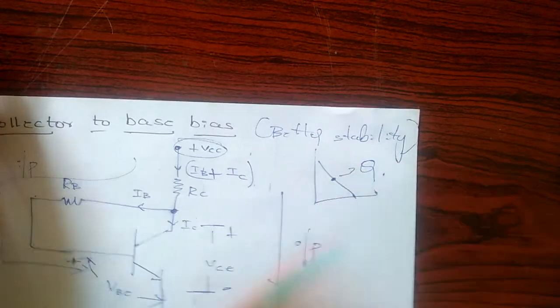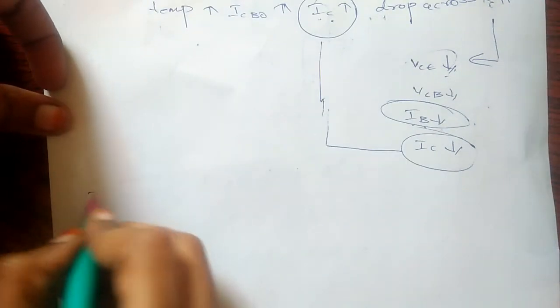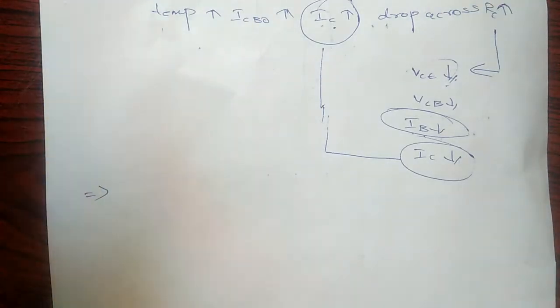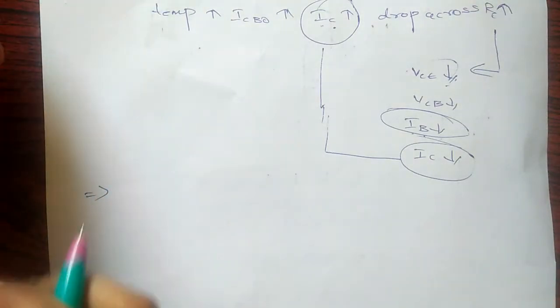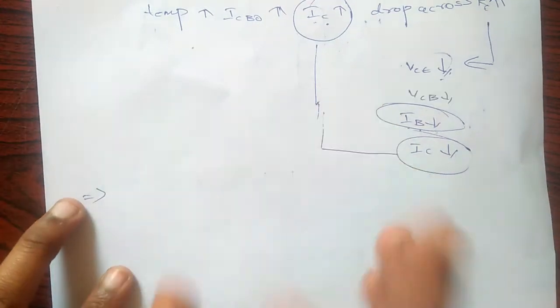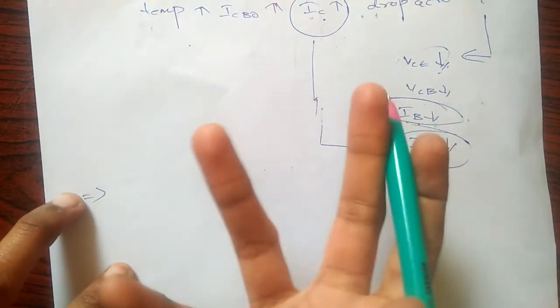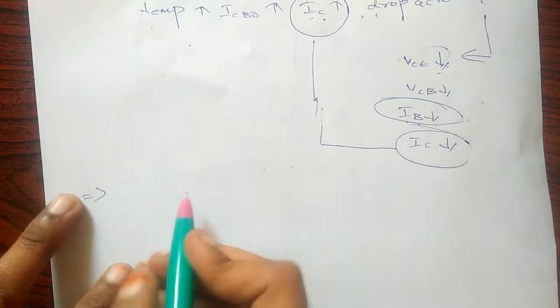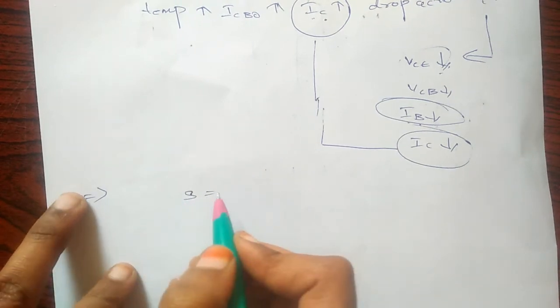But the best stability is having a self bias. It must be noted, the best stability is having a self bias only. So how to tell the stability? By the stability factor. So then how to find the stability factor? We also know the stability factor.